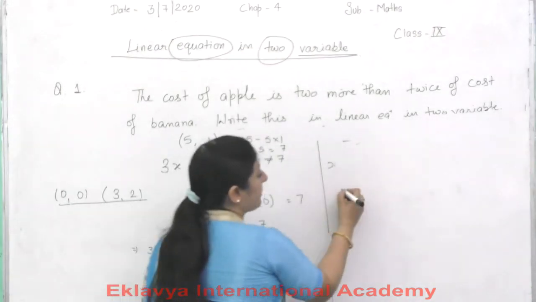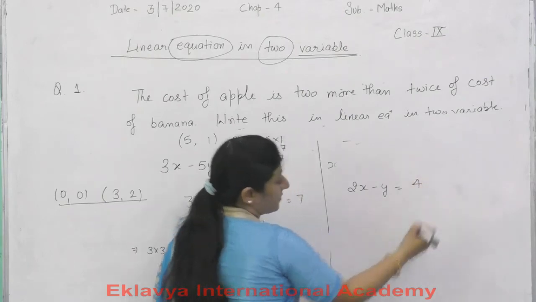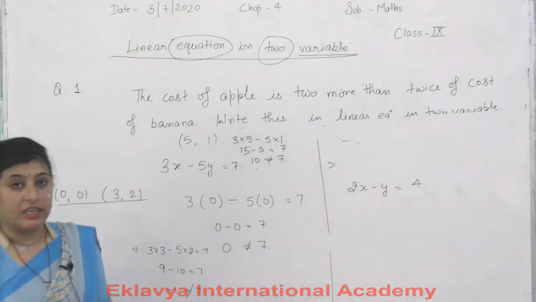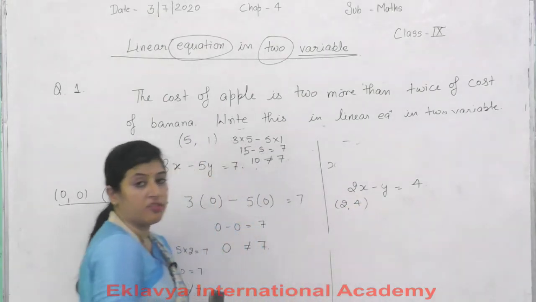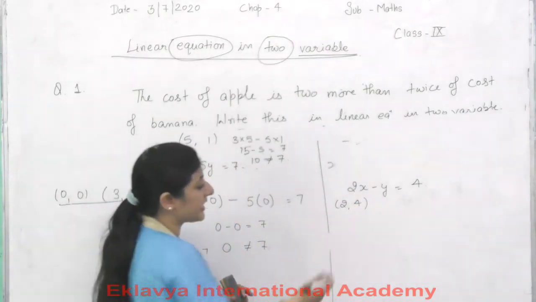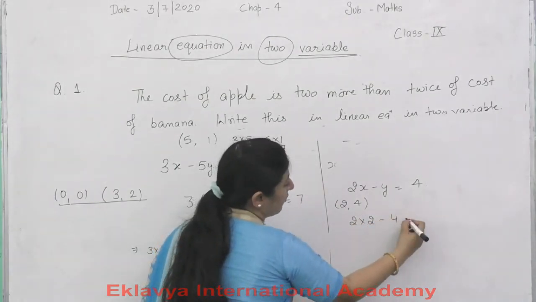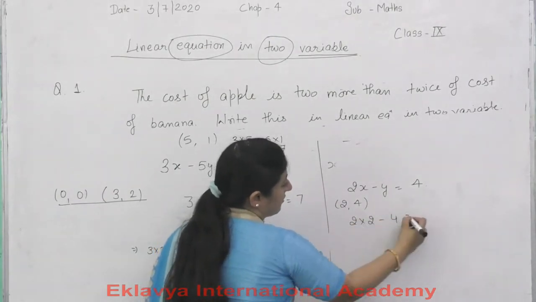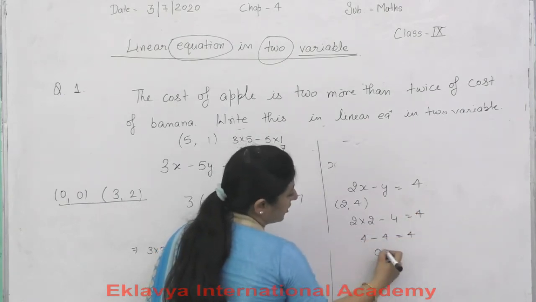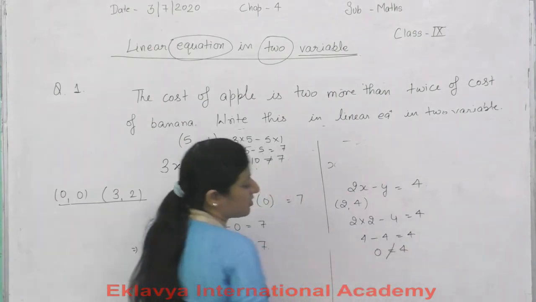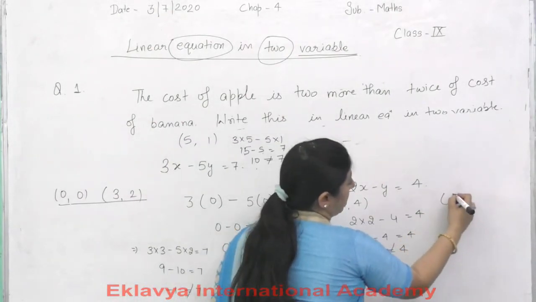Any other example? Suppose I write down 2x minus y is equal to 4. I take x value 2, y value 4. Is it a solution or not? We want to check it. Put the values here. 2 multiplied by 2 minus 4 is equal to 4. 4 minus 4 is equal to 4. 0 is equal to 4. Does not equal 4. It means it is also not a solution of it.